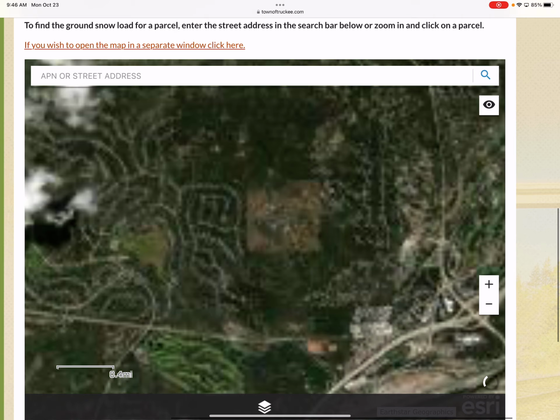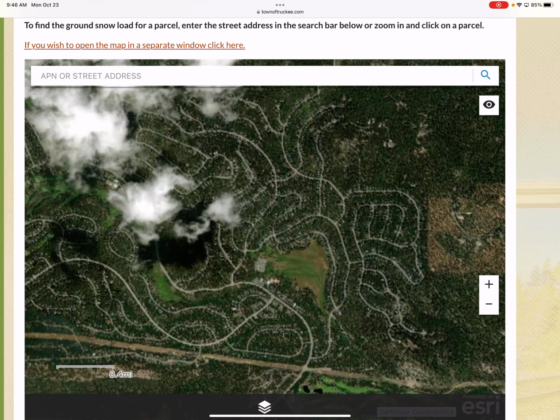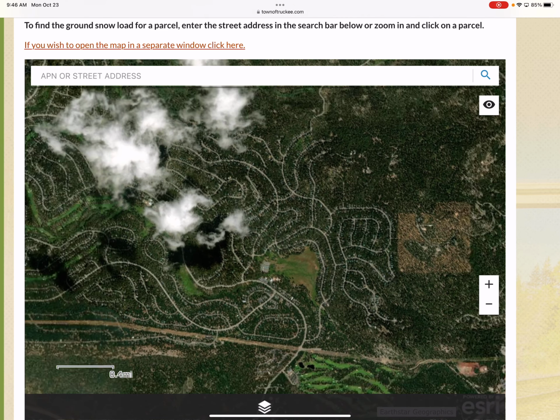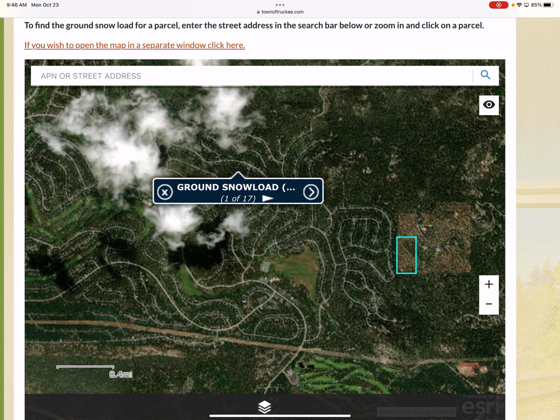I'm not seeing the grid lines showing up, but basically, when I open this on the computer, you'll see grid lines. It looks like an AutoCAD overlay on this map, and you'll see all the individual lots outlined. We're not seeing the grid overlay.